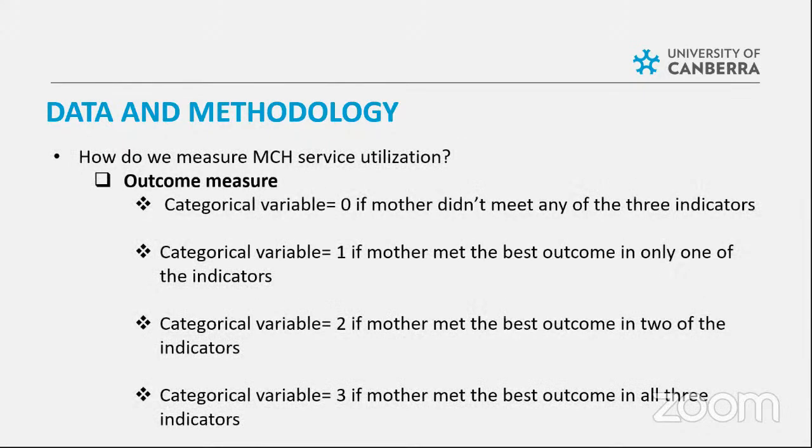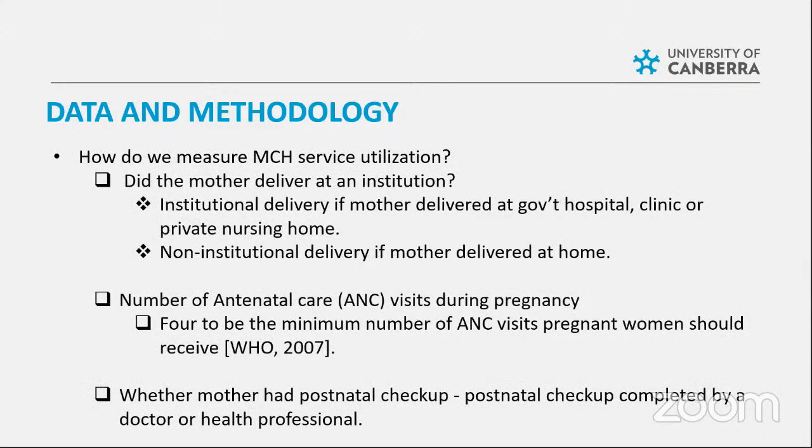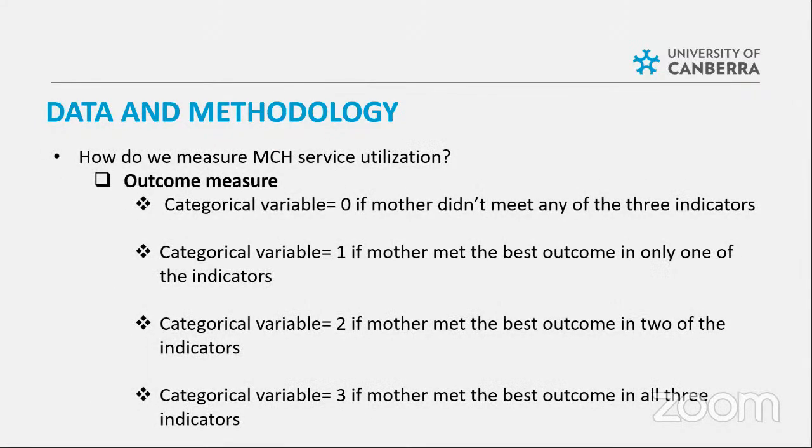Now, we created an outcome variable that combined all these 3 indicators that I discussed in the previous slide. We combined them all because improving maternal and child health outcomes requires not only that women deliver in institutions, but that they also receive appropriate antenatal and postnatal care. So our outcome variable is a categorical variable, which is coded 0 if the mother didn't meet any of the 3 indicators. So if it is 0, it means she did not deliver at an institution, she didn't have 4 or more antenatal visits, and she didn't have any postnatal check. It is 1 if the mother met the best outcome in only one of these 3 indicators.